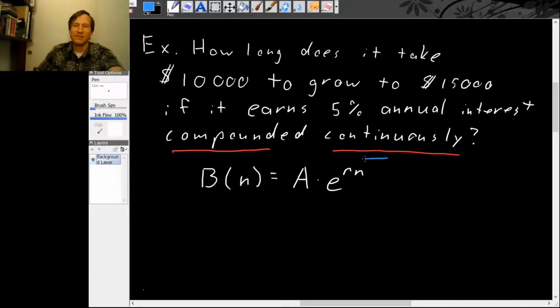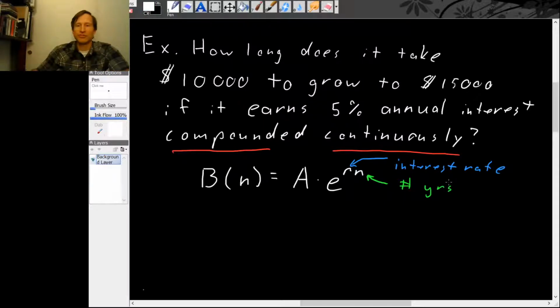Here r is the interest rate, and n is the number of years. This does assume that your interest rate is annual, which ours is. We want the ending balance of this account to be $15,000. A is the beginning value of the account, which is 10,000, times e to the interest rate.